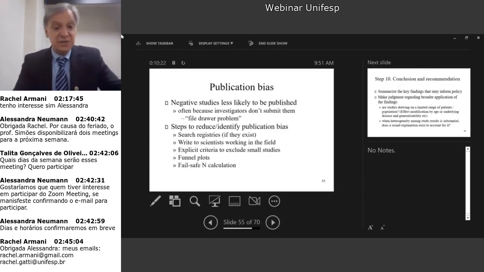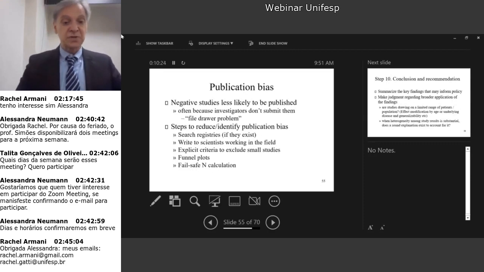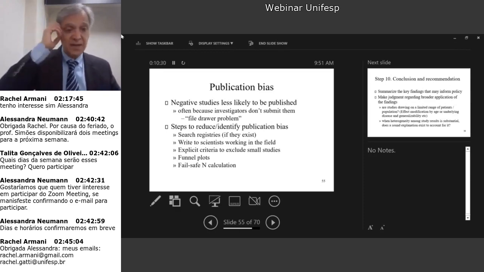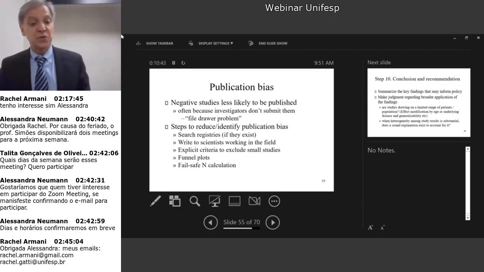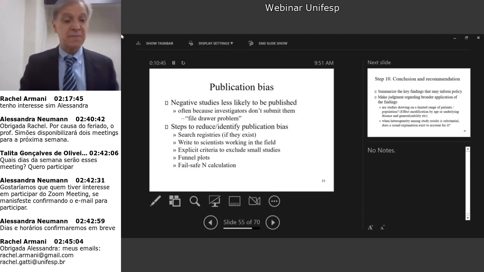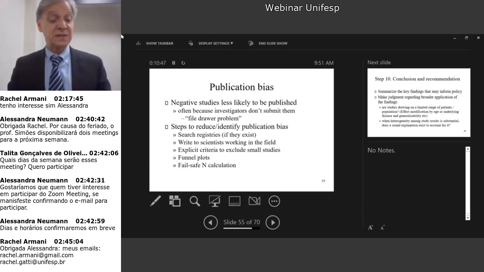Publication bias: negative studies are less likely to be published, often because the investigators don't submit them. It's called the file drawer problem. Put it in the drawer and never come back to it. So negative studies are less likely to be published. Therefore, you have an excess of positive studies, when there may be even more negative ones, but you don't know. Steps to reduce and identify publication bias: search a registry if one exists.